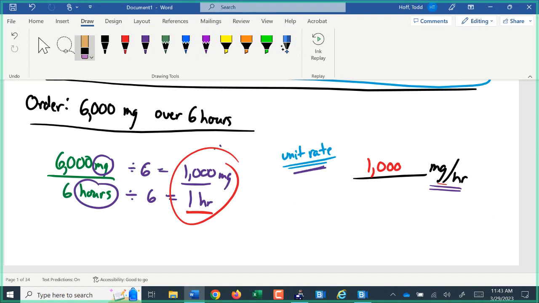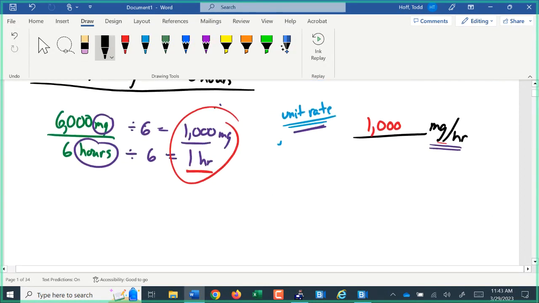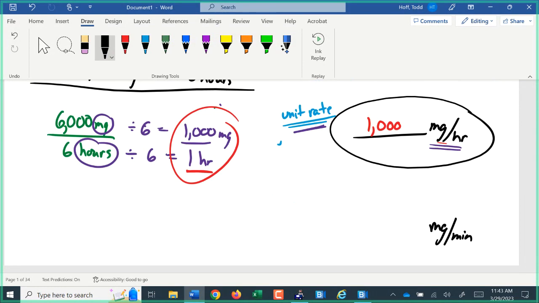Now, often we want this reduced to a smaller number. Setting it up, many of our infusers can't set up per hour. Many of them have to be set up per minute. So we might want this expressed as milligrams per minute. Now we can start with 1,000 milligrams per minute that we've already calculated, but let's go back and start with the original number, the 6,000 milligrams over 6 hours. I'm going to abbreviate the hours here.